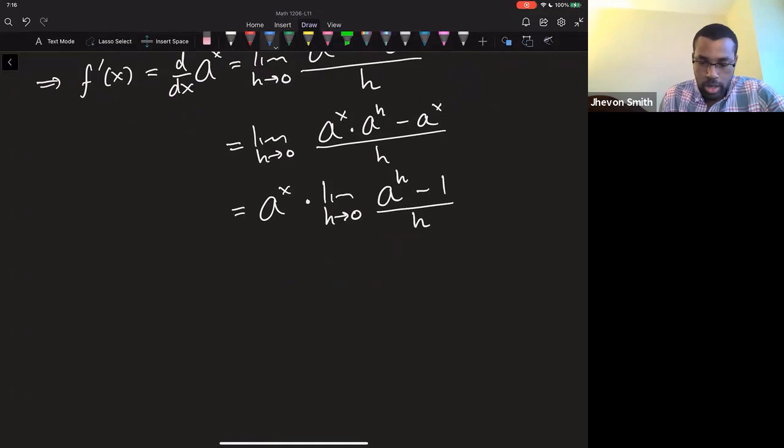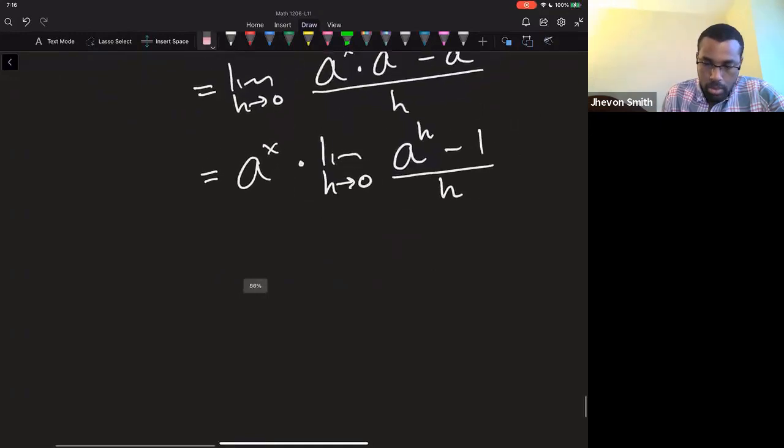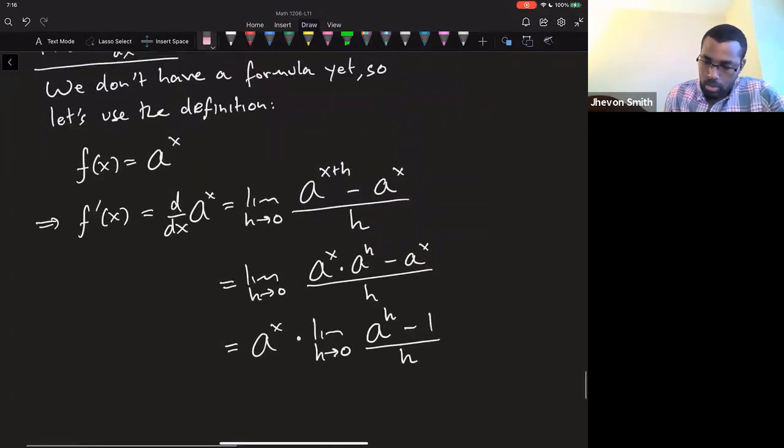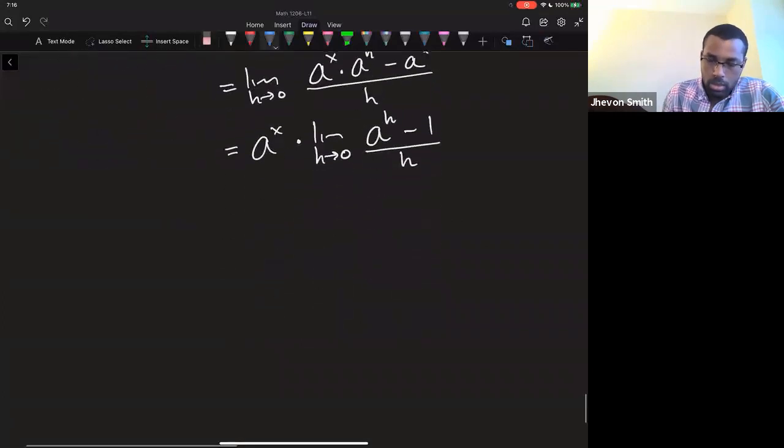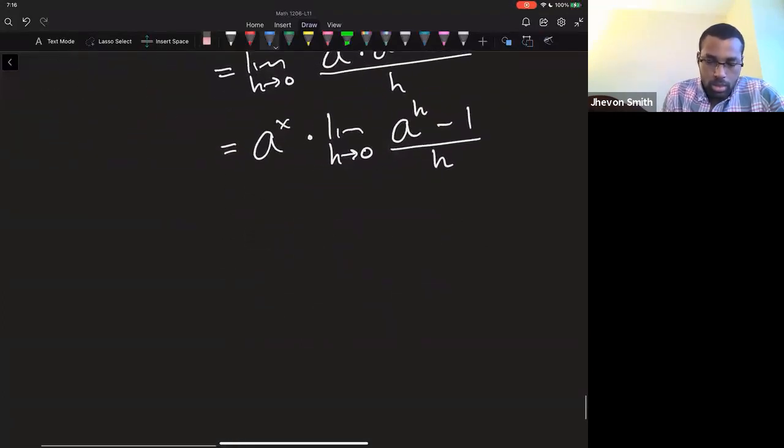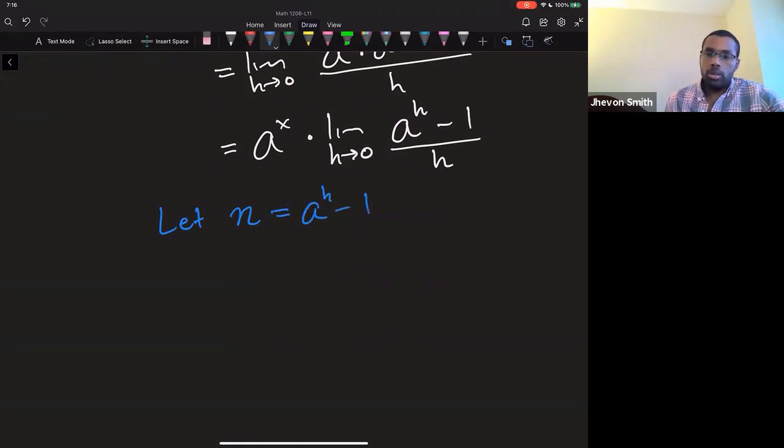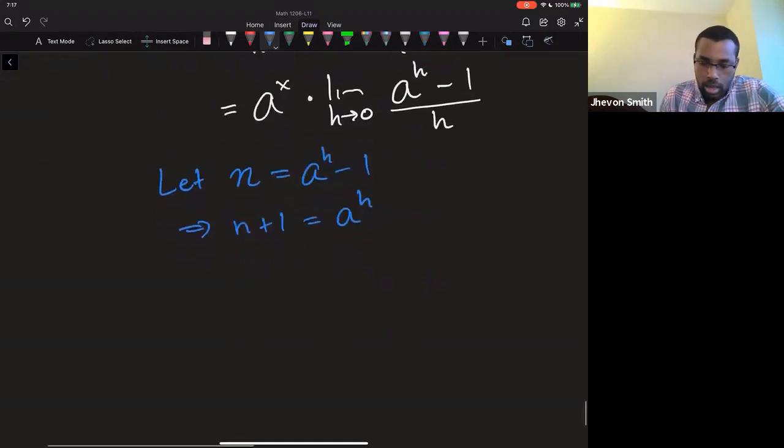So here's how we're going to do it. I'm going to do a change of variable. Let n, and I'm choosing n for a very special reason, equal a to the h minus 1. So with that, what that means is that n plus 1 is going to be a to the h. And this means I can do something like log both sides, base a.